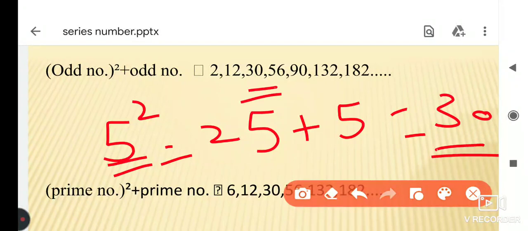So here we can easily identify that the pattern that follows in this series is odd number square plus odd number.